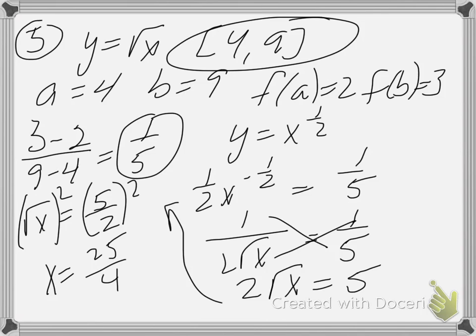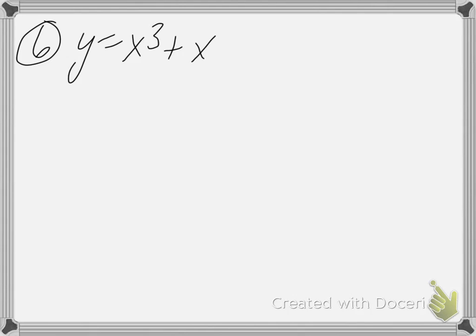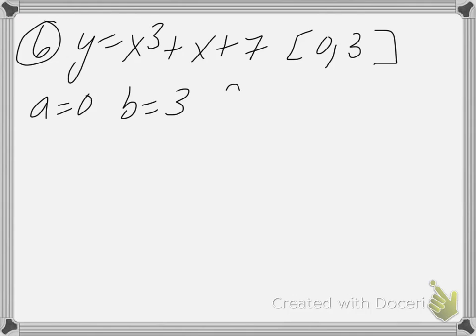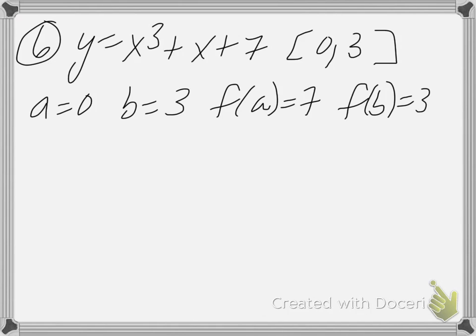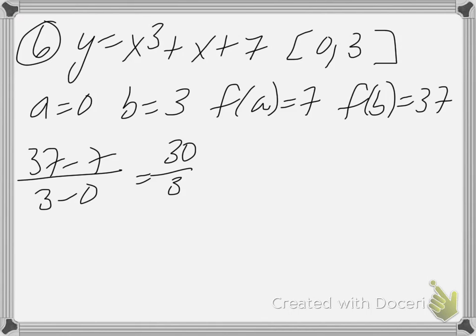And we have one more, which is number 6. Here's the function. Here's the interval. The answer should have been radical 3. So a is 0, b is 3, f of a is 7, and f of b is 37. So it's f of b minus f of a over b minus a. That gives you 30 over 3, which is equal to 10.